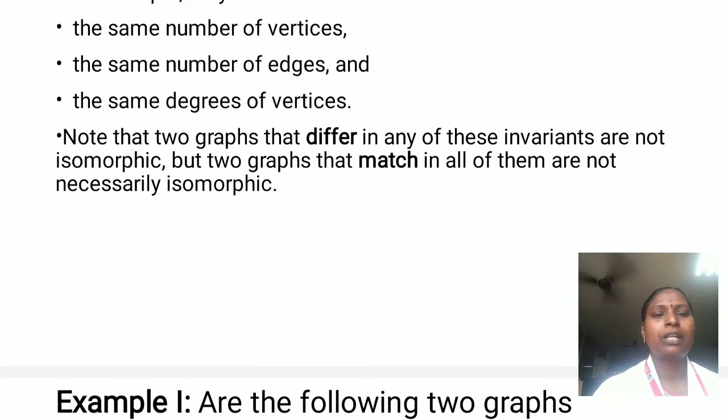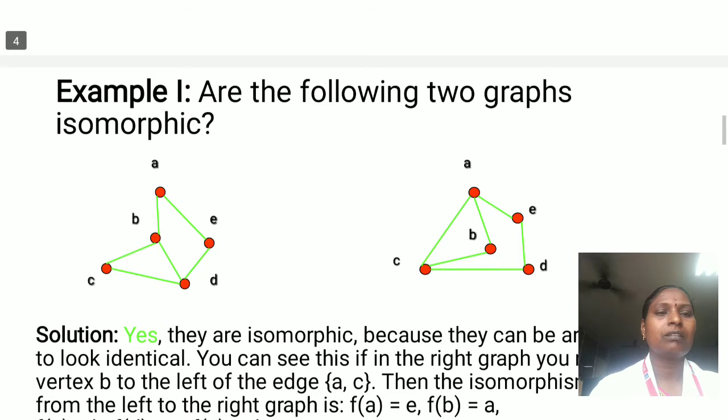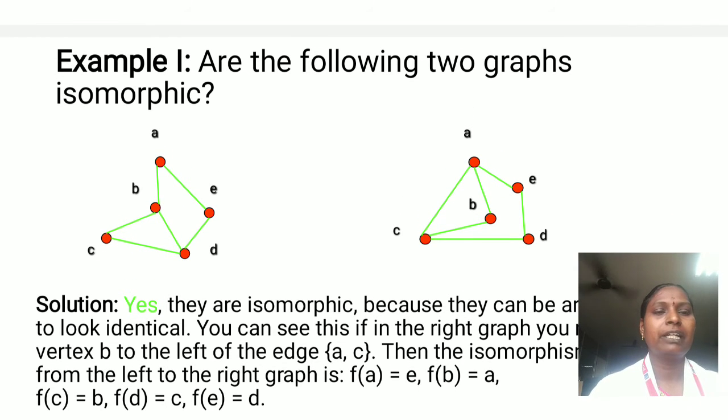Note that two graphs that differ in any of these invariants are not isomorphic, but two graphs that match in all of them are not necessarily isomorphic. So this is an example for finding isomorphism. Are the following two graphs isomorphic? Now we are going to check.